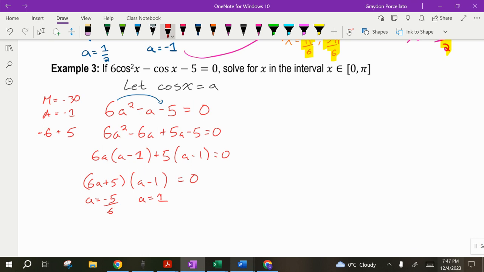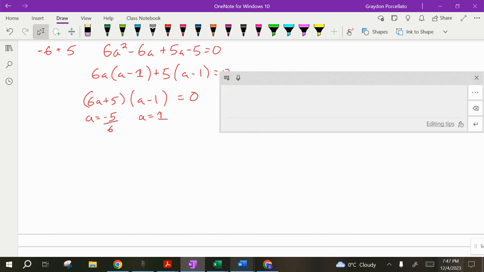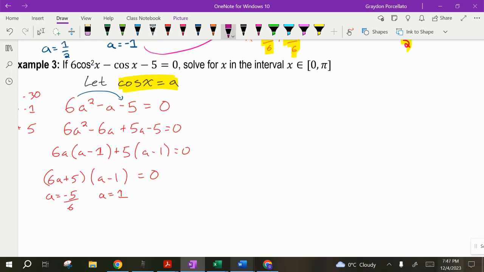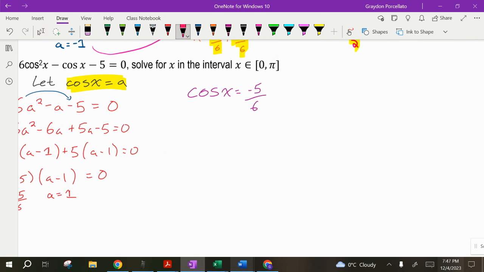Now, we're going to sub cos back in for a. So that means I'm going to go over here. Either, I'm going to do it this way, I'm going to do two different colors. Cos x is equal to negative 5 over 6, or cos x is equal to 1.